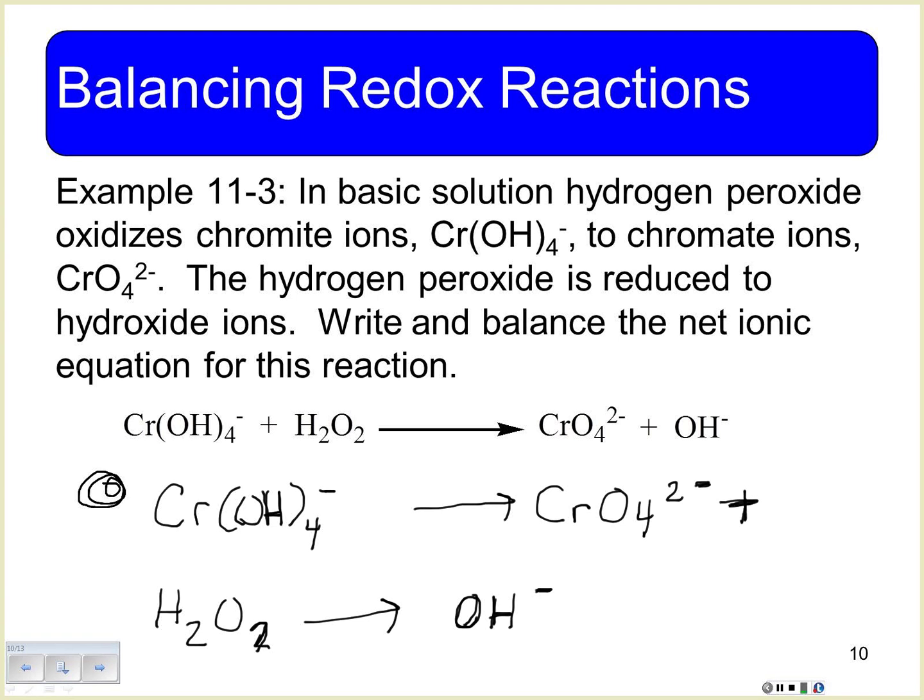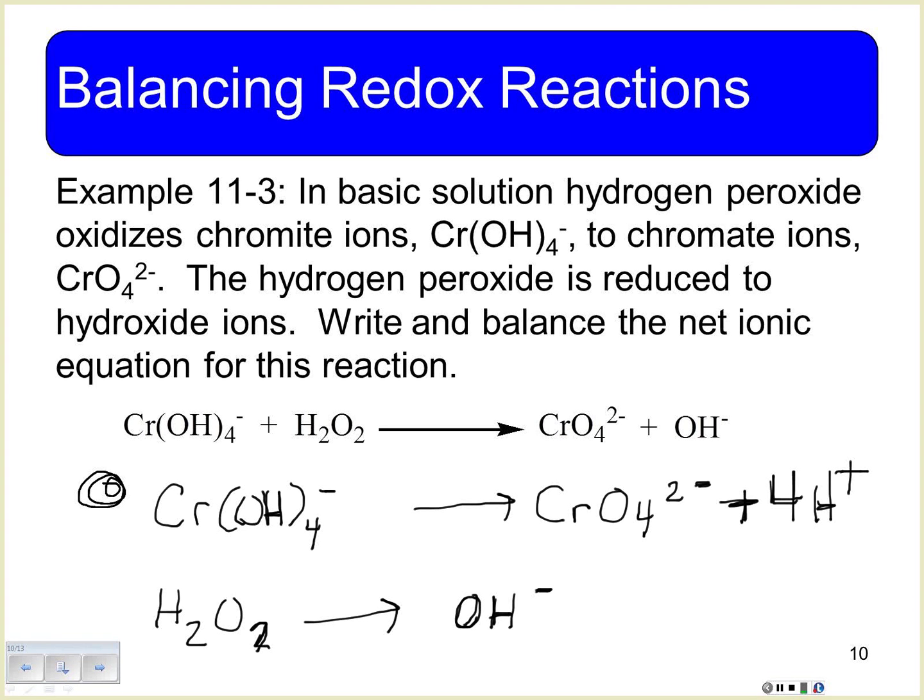So how many are we going to have to add? Very good. Now we are mass balanced, but the difference with these equations is now we have to be charge balanced. So this is where we add electrons. Remember, redox reactions are the loss and the gain of electrons. That's what's going on here.